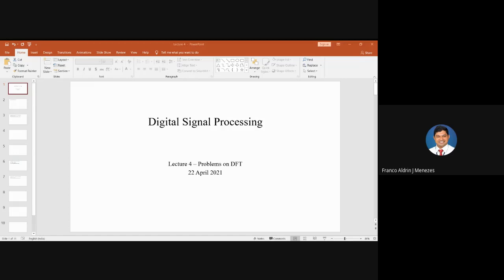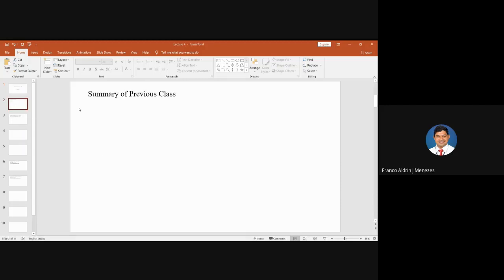Good morning, everyone, and welcome to the fourth session of digital signal processing. In this session, we will be mainly concentrating on problems of DFT. So today's session will be problem solving. I request you to keep your calculator with you for this entire session so that it will be useful for calculating. Before moving on to the actual problem solving, we will take the summary of the previous class.